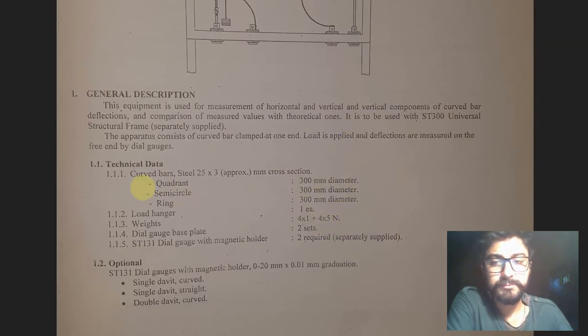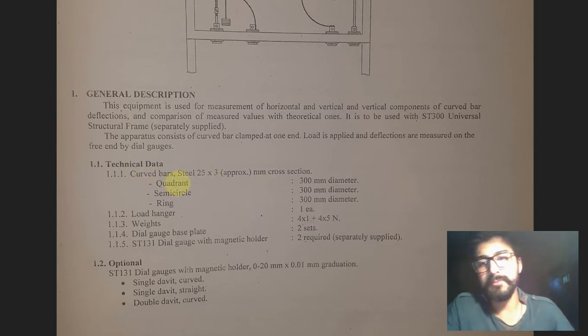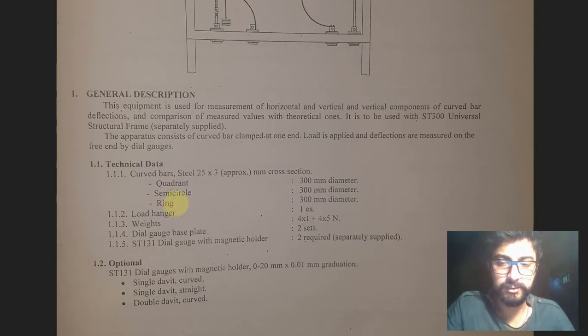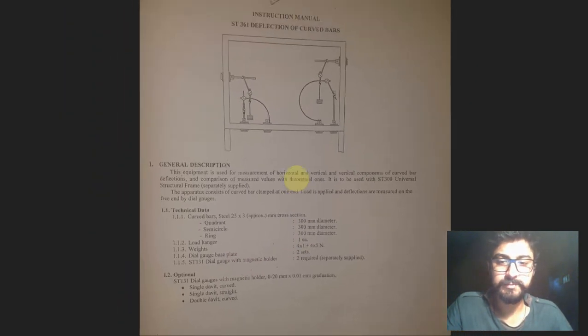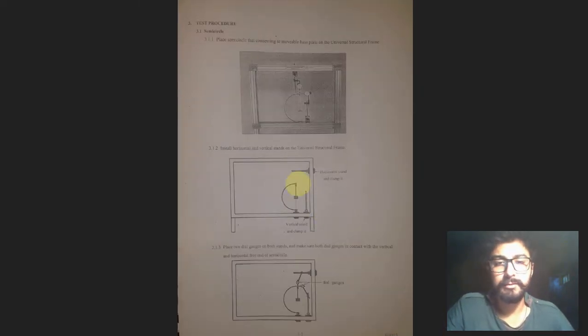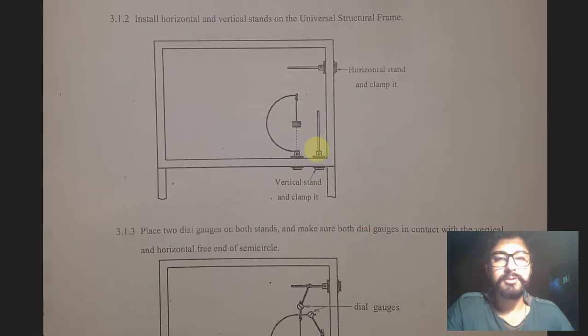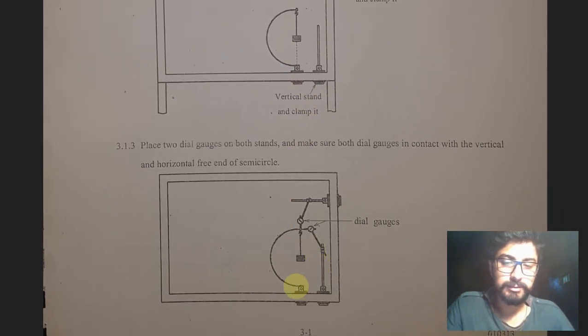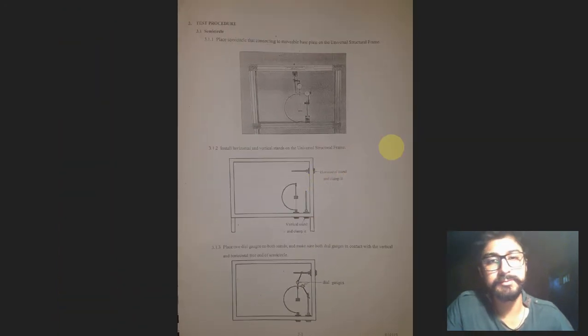So we have a quadrant, semicircle and a circular ring having 300 mm diameter each, with two sets of dial gauges. So this is how you are going to clamp it. The semicircle is going to be clamped at the bottom section only, just like this, with weight hanging and one horizontal and one vertical dial gauge.